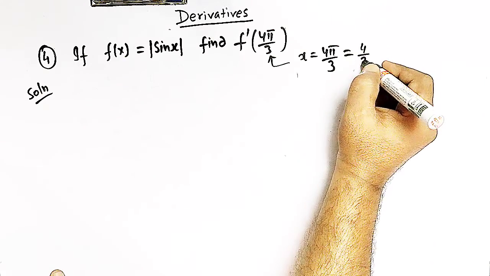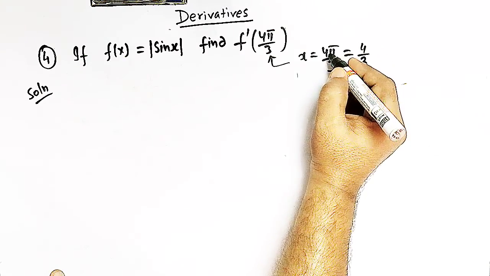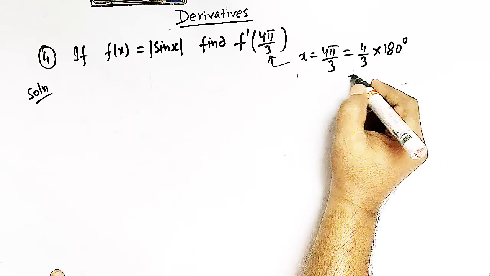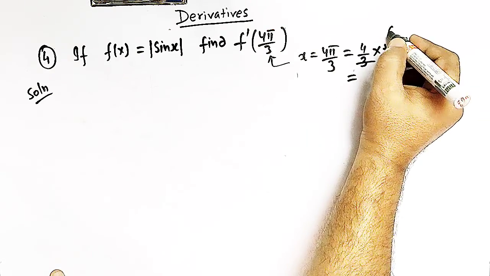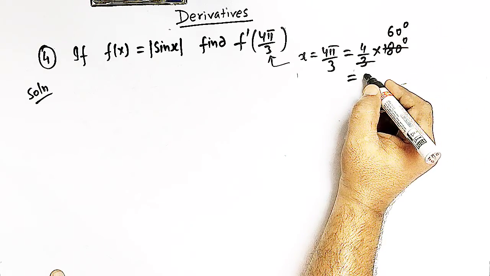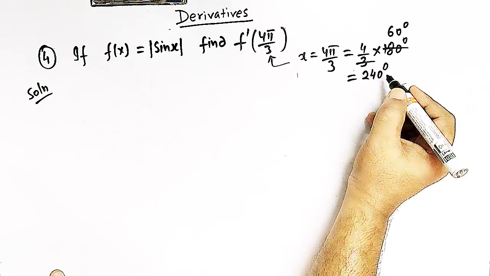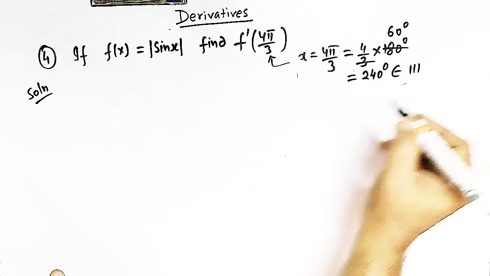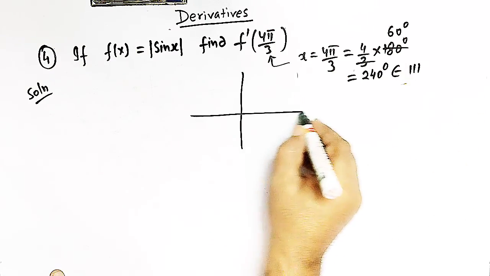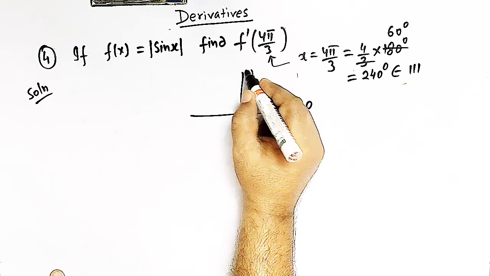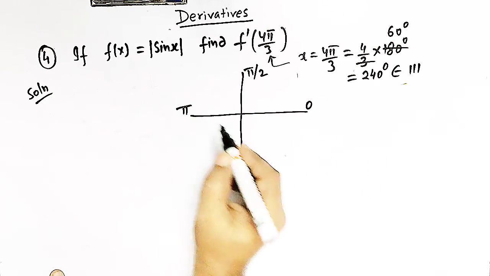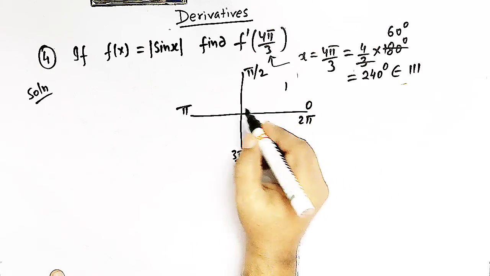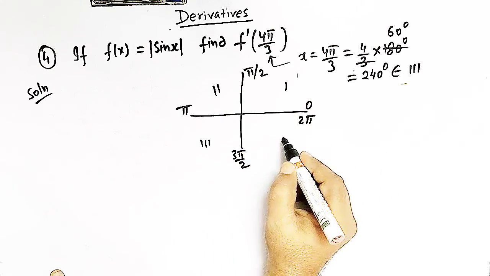So we have 4 by 3, and here we have pi radians, and pi radians is equal to 180 degrees. So here we have 3 times 60, so this is 240 degrees, and 240 degrees belongs to the third quadrant, right? So here we have the quadrants. This is 0, this is pi by 2, this is pi, this is 3 pi by 2, and here we have 2 pi. This is first quadrant, second, third, and fourth.